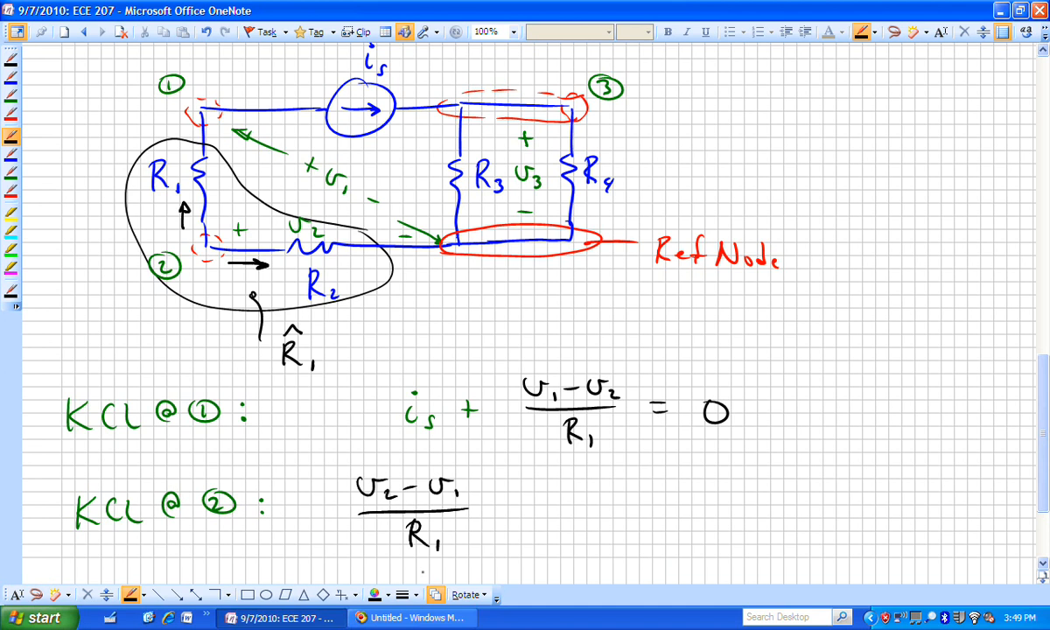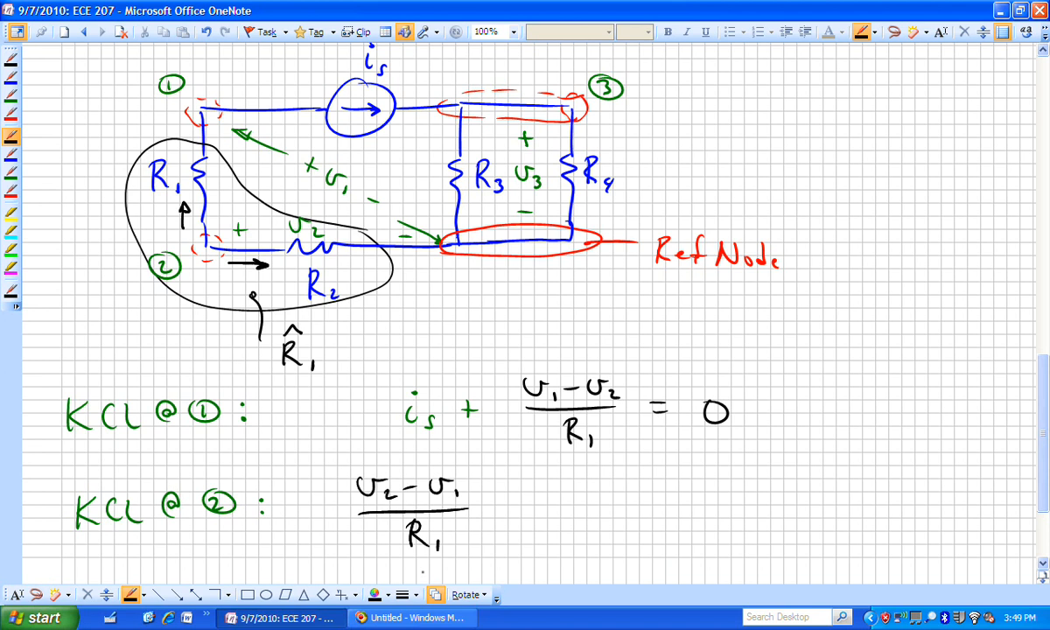Question? For both node 1 and node 2, we're assuming that V2 is bigger than V1. Just in this particular equation, that's just to get this equation right. In the earlier one, we considered V1 to be bigger than V2 to convince ourselves that that formula was correct. We're just trying to write accurate equations.